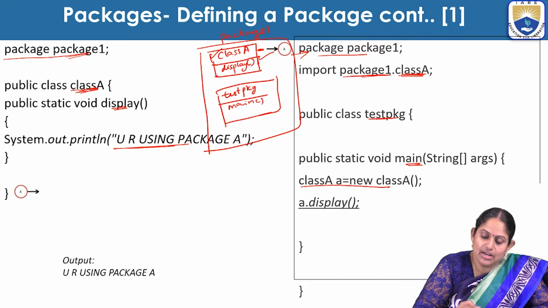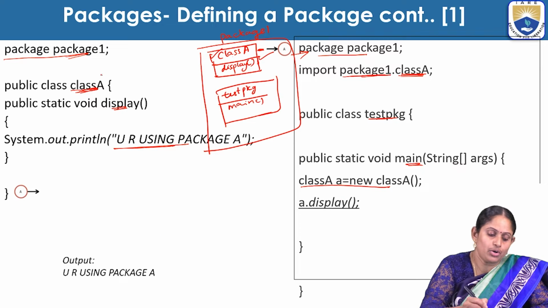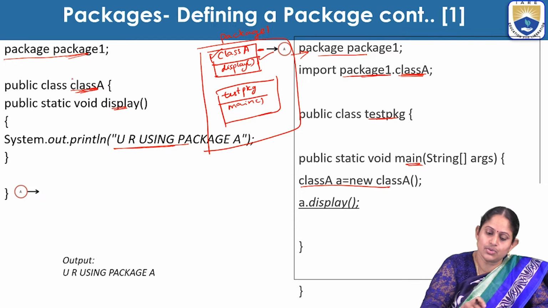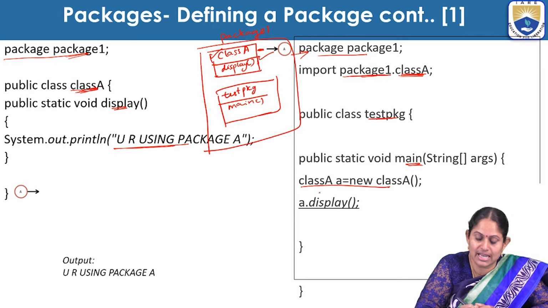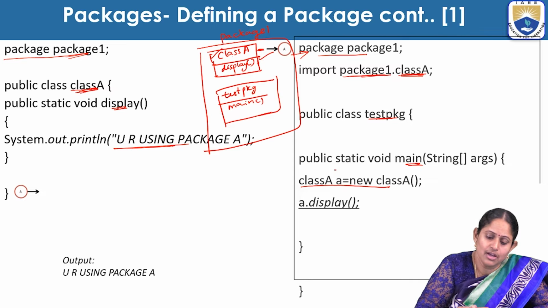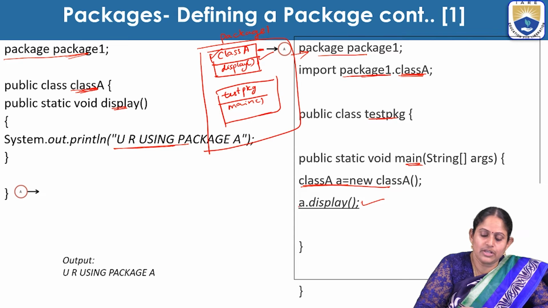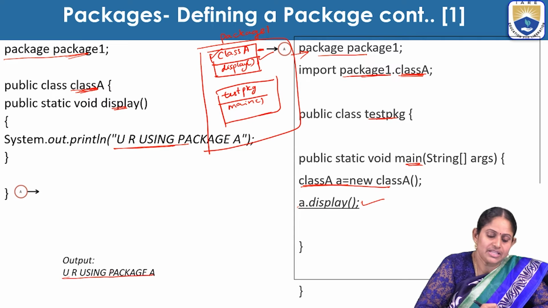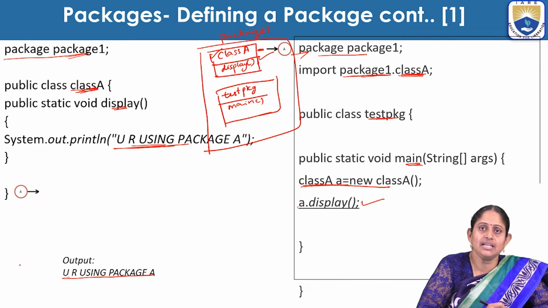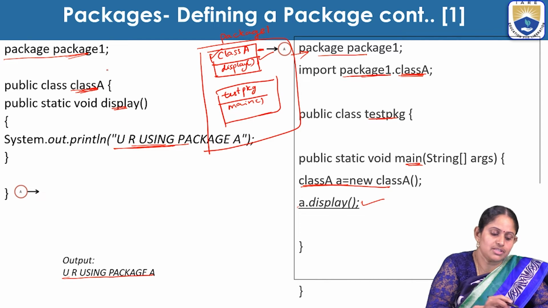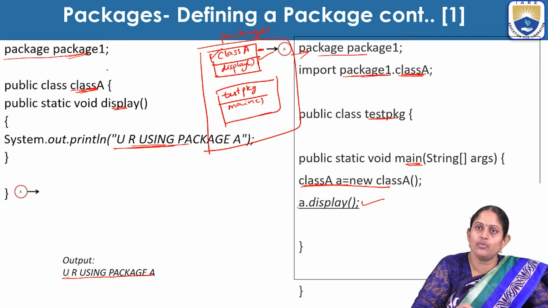So we are creating an object of class A. Since we have imported class A into the test package, we can make use of that class and its method here. We are creating an object and calling the display method. When you call the display method, you get this statement in the output, which is obtained from the display method of class A. So this is how packages work.